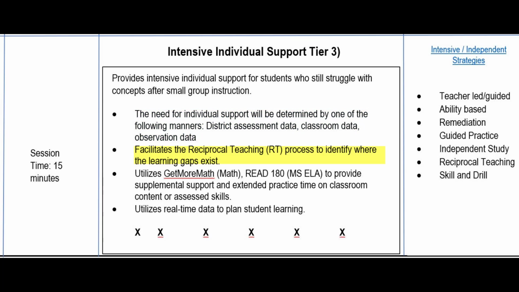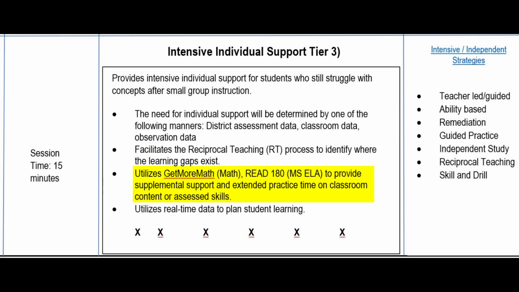During this time, the teacher will facilitate reciprocal teaching to identify where the learning gaps exist. Reciprocal teaching is a process where the student is asked to predict, clarify, and summarize portions of content so that the teacher can see how the student thinks or how the student learns. This is a good process for teachers to start backwards engineering the way a student thinks to plan instruction.